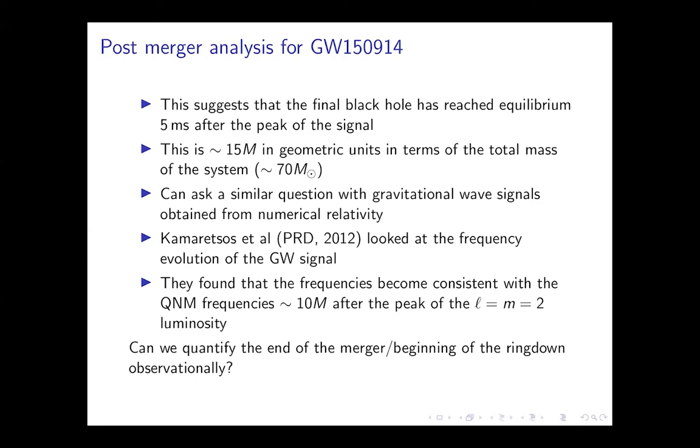What they found back in 2012 was that the frequencies of the different modes of the gravitational wave signal become consistent with the quasi-normal mode frequencies roughly 10 M after the peak of the luminosity. I won't go into the detail of luminosity versus strain, but just imagine that this is roughly consistent with the observation I just mentioned. So far everything looks consistent. So the question is, can you think of this as a way to quantify the end of the merger and the start of the ringdown based on observation from the data? That is really quite an exciting prospect.